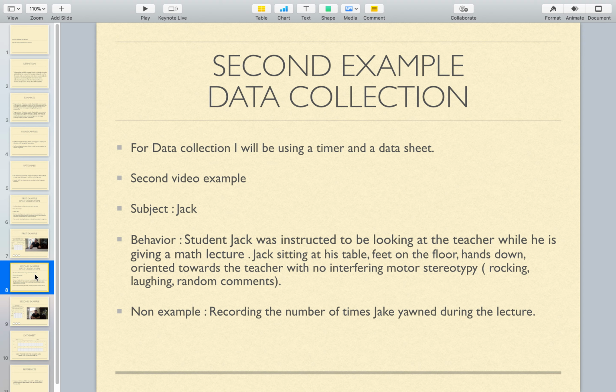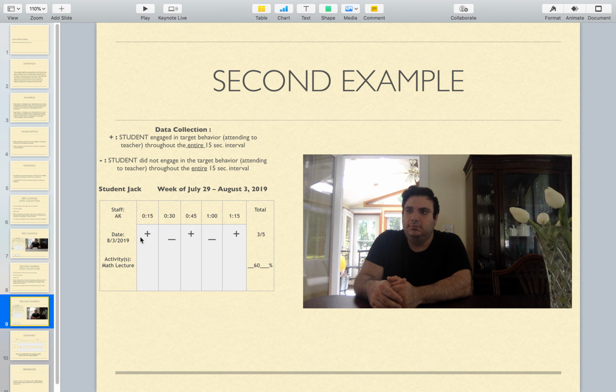For the second example of data collection, I will be using a timer and a data sheet. The second video example, subject is Jack. The behavior: student Jack was instructed to be looking at the teacher while he is giving a math lecture. Jack sitting at his table, feet on the floor, hands down, oriented towards the teacher with no interfering motor stereotypy, rocking, laughing, or random comments. A non-example is recording the number of times Jack yawned during the lecture. Again, I had to go ahead and record the data collection first, so we'll just watch the video and see if it matches up.